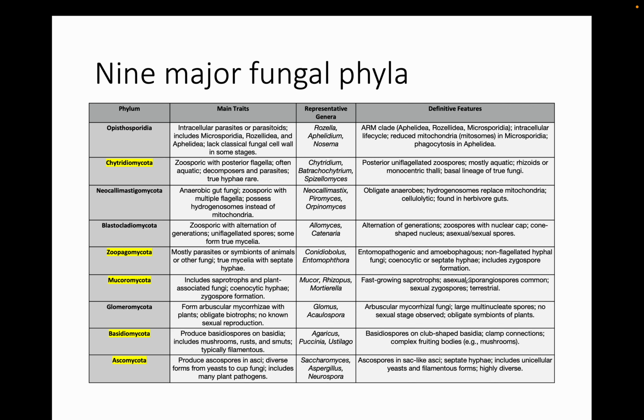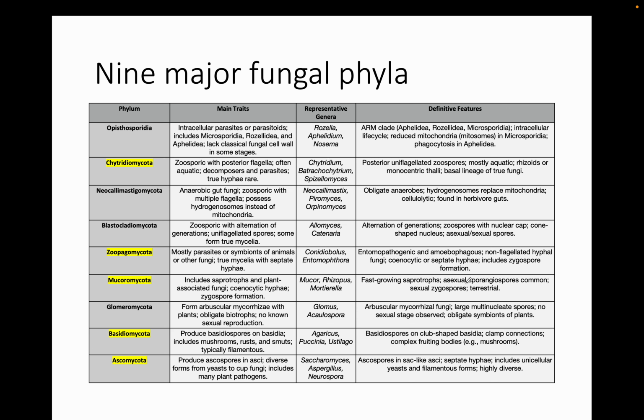Opisthosporidea includes representative genera such as the most popular one, Nosema. They are parasitoids, intracellular parasitic fungi. In terms of the structural components of the cells, the mitochondria are reduced, called mitosomes, and representatives follow what we call an intracellular life cycle. So they have to have a host cell to survive. Then we have Chytridiomycota, which are zoosporic. The zoospores have posterior flagella, and often members of chytrids are aquatic organisms. They are decomposers, some can be parasitic, and the presence of a hypha is usually rare. Some examples include Chytridium and Spizellomyces.